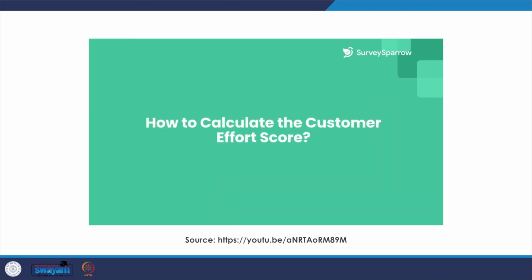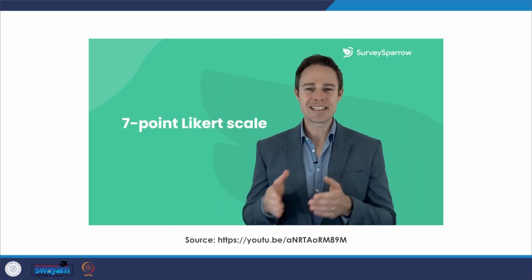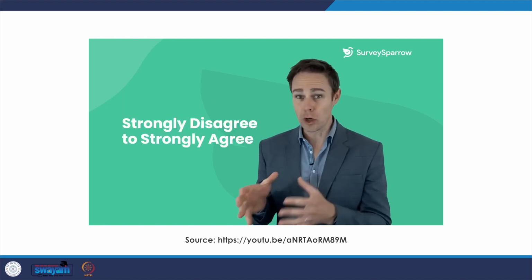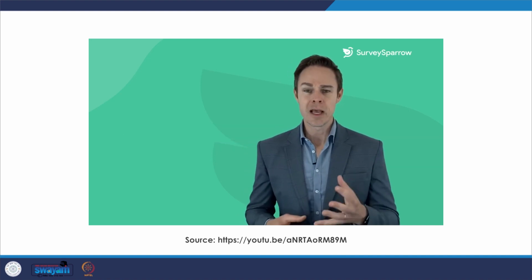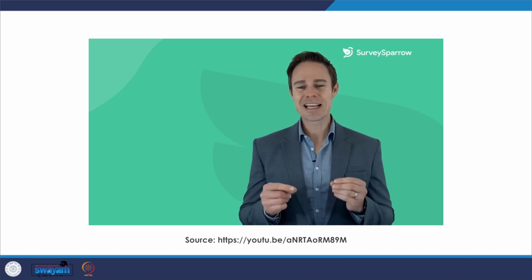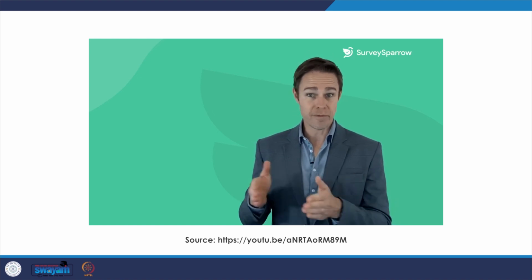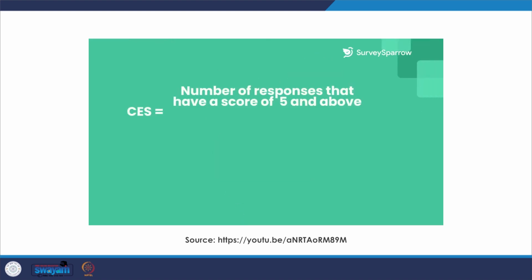How to calculate the customer effort score? The customer effort score is calculated using a 7-point Likert scale that ranges from very difficult to very easy, or strongly disagree to strongly agree, depending on how the question is framed. According to Gartner, CES is calculated by the percentage of customers that at least somewhat agree, those who give a 5 or above, that the company made it easy to resolve their issue. So you can divide the number of responses that have a score of 5 and above by the total number of responses and multiply it with 10.